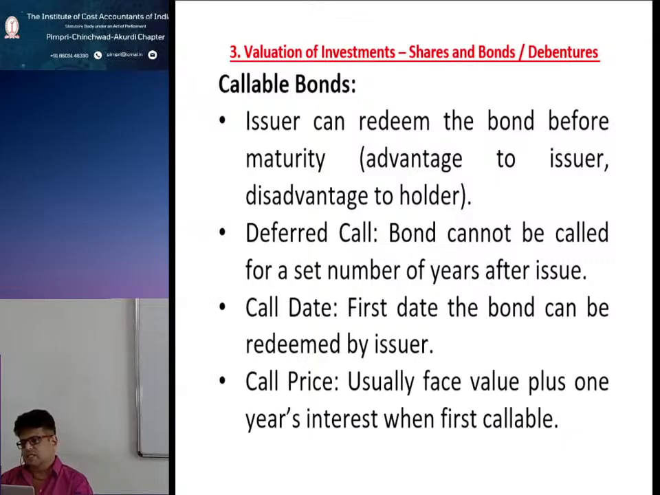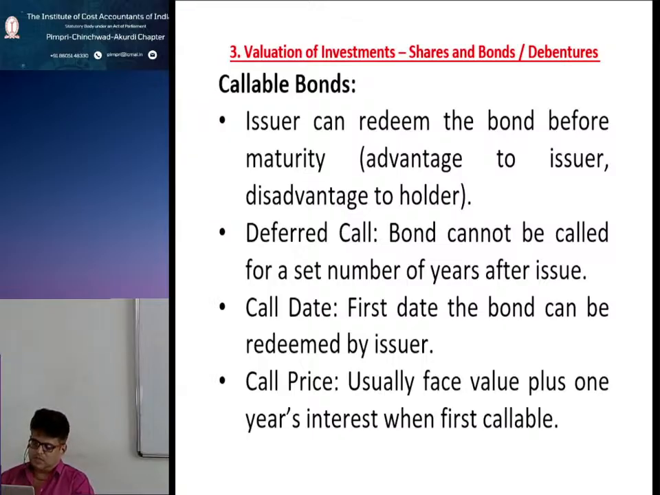Now let's understand callable bonds. Callable bonds are those bonds where the issuer can redeem the bond before maturity. In a way, it is an advantage to the issuer and a disadvantage to the holder, because the held-to-maturity concept might get compromised, and that's why they are callable bonds. The issuer has a right to redeem the bond early, before maturity. Deferred call means the bond cannot be called for a set number of years after issue. So there is a compulsory holding period in a way, and hence it's called a deferred call.